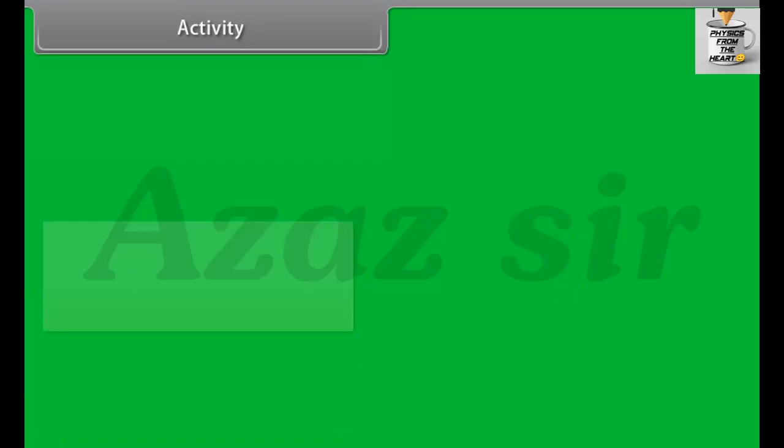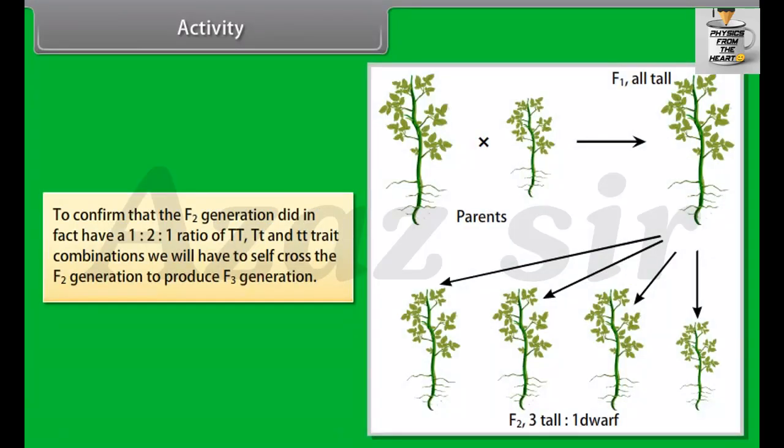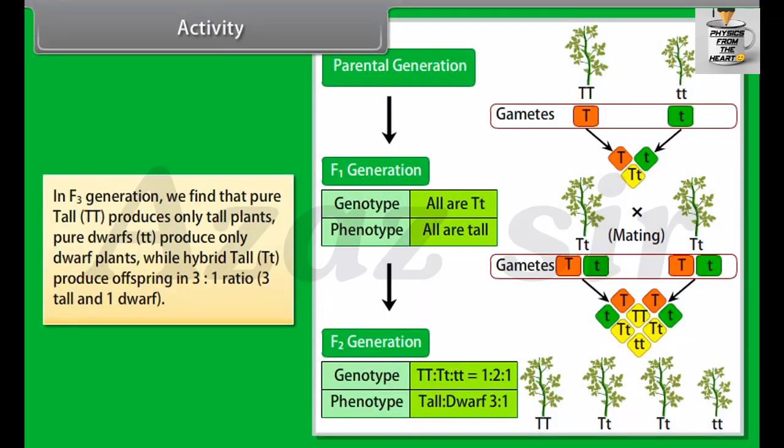Activity. To confirm that the F2 generation did in fact have a 1:2:1 ratio of TT, Tt, and tt trait combinations, we will have to self-cross the F2 generation to produce F3 generation. In F3 generation, we find that pure tall, TT, produces only tall plants, pure dwarfs, tt, produce only dwarf plants, while hybrid tall, Tt, produce offspring in 3:1 ratio, 3 tall and 1 dwarf.